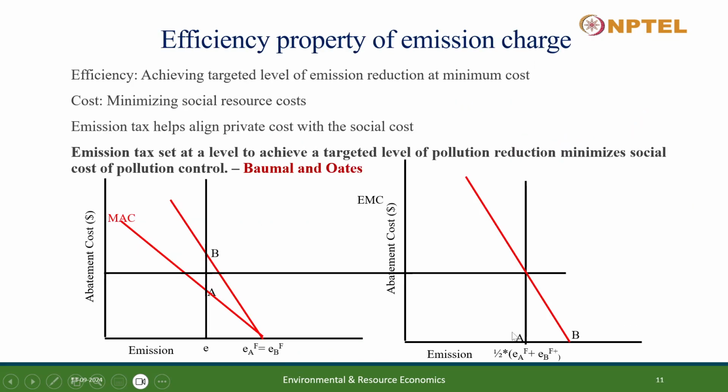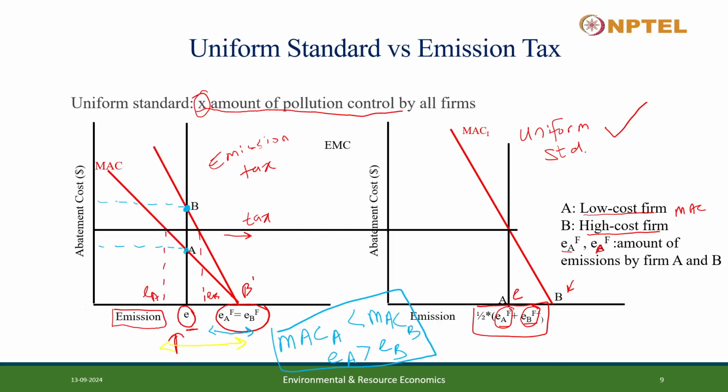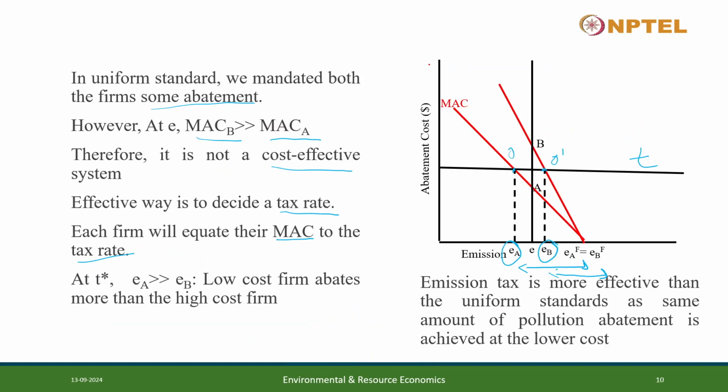Now I will move towards the efficiency part. Till now we have been talking about effectiveness. From the uniform standard versus emission tax system, we can say that the emission tax system is much more effective compared to the uniform standard system, right? So that is the conclusion. Here it is shown that emission tax is more effective than the uniform standard, as the same amount of pollution abatement is achieved at lower cost in the case of the emission tax system. So I hope that this is clear till now.